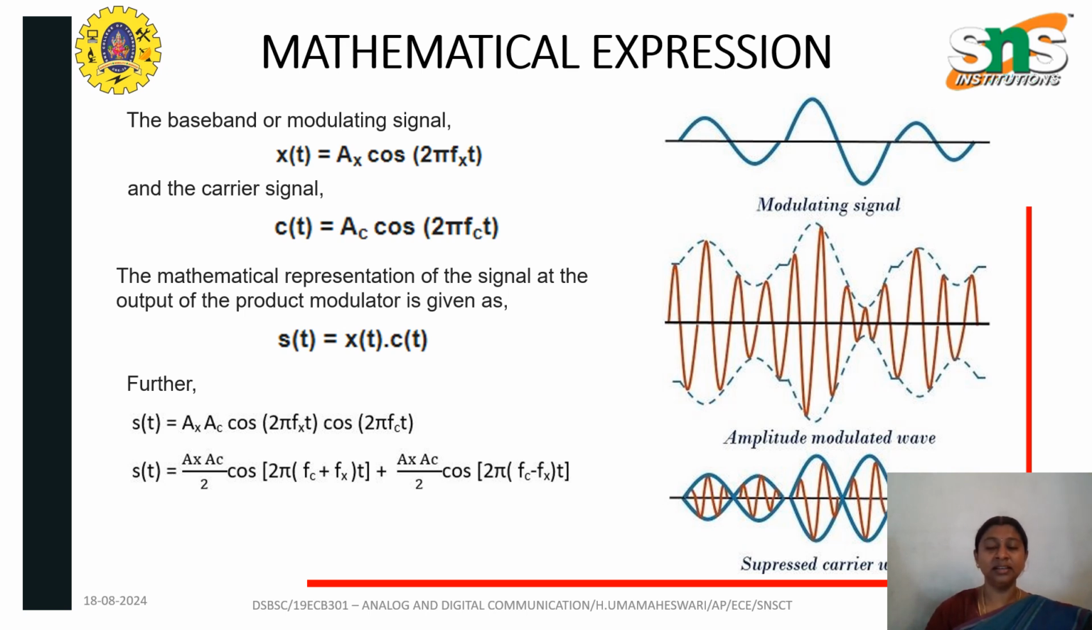In that, the first one is a modulating signal, the second one is a carrier signal, and the third one is an amplitude modulated signal along with the carrier wave. And the fourth one is the suppressed carrier wave.